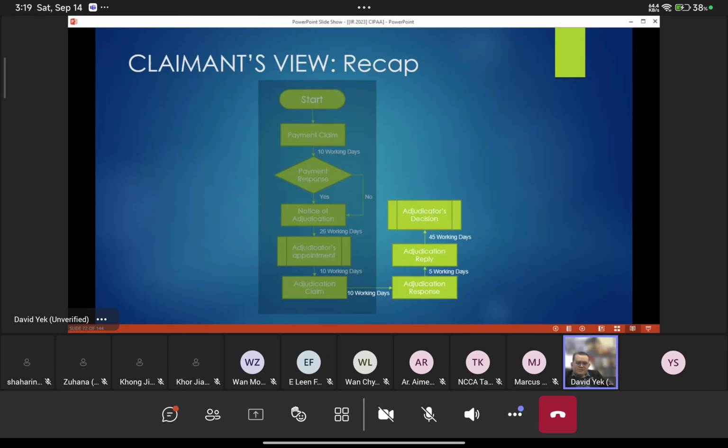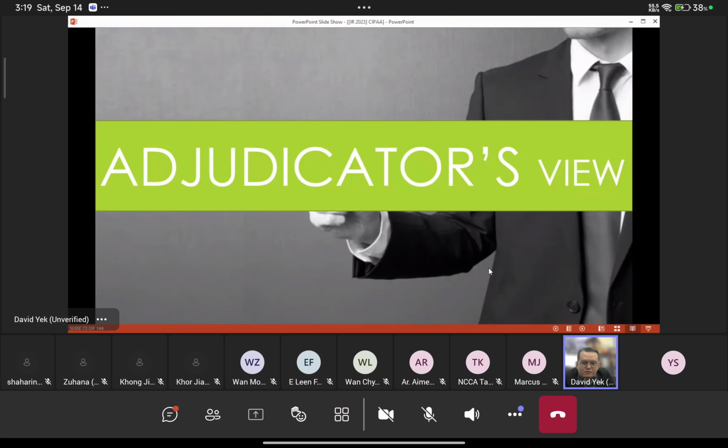All right. So we have done the overall just now. Now we go to the adjudication response. When the adjudication response has been served, you've got 5 working days to give the adjudication reply, and thereafter 45 working days for the adjudicator to come up with the decision. All right. So now we will go to the adjudicator's view.